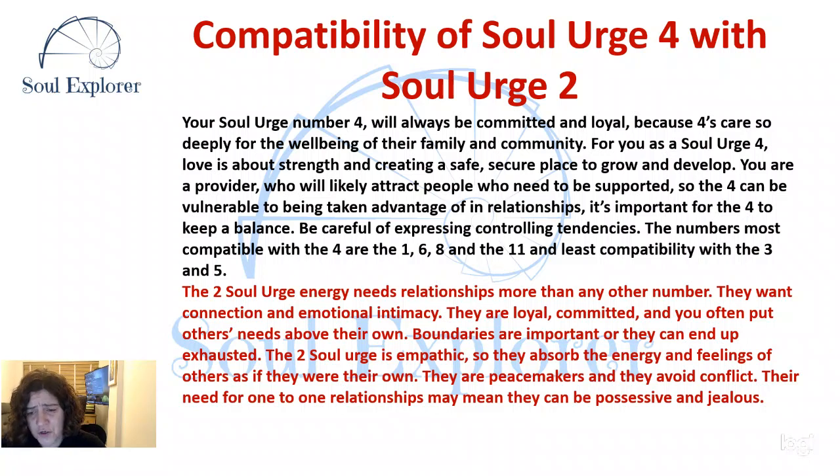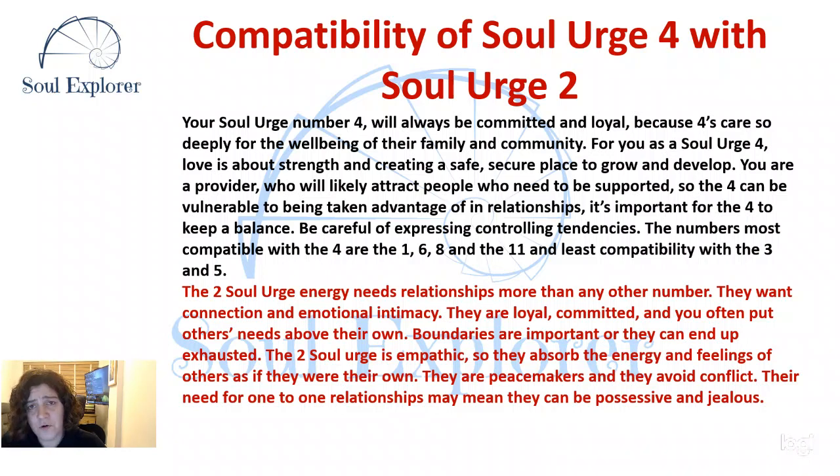The soul urge 2 is very empathetic, so they absorb the energy and the feelings of others as if they were their own. So they're likely to really understand the emotions of a 4 and realise that there might be something wrong or something on their mind. But the 4 will be less inclined to always express themselves, or talk about their issues. They may want to hold it in, which could possibly cause a little bit of a barrier between the 2 and the 4. But that's the only barrier I can really think of that would be related to the 2 and the 4 energy.